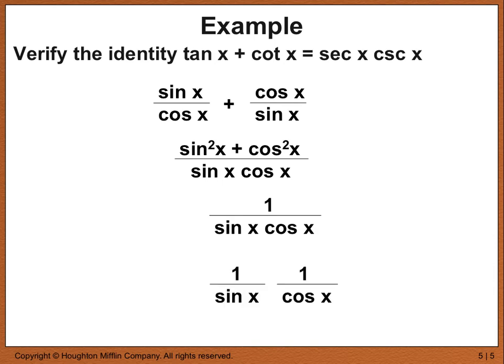Now we can rewrite that further as 1 over sine x times 1 over cosine x, because it's mathematically equivalent, because the numerator is just 1 times 1, and you just end up with 1. So all we're doing is splitting it for the sake of the next step, the final step, which is showing that indeed 1 over sine x is cosecant x, 1 over cosine x is secant x, and that matches the right-hand side of the original identity that we were verifying.